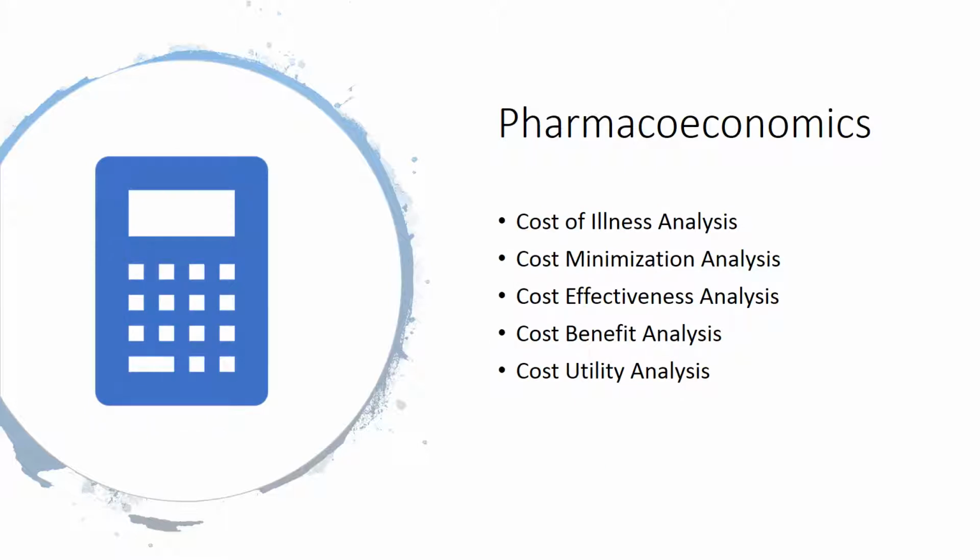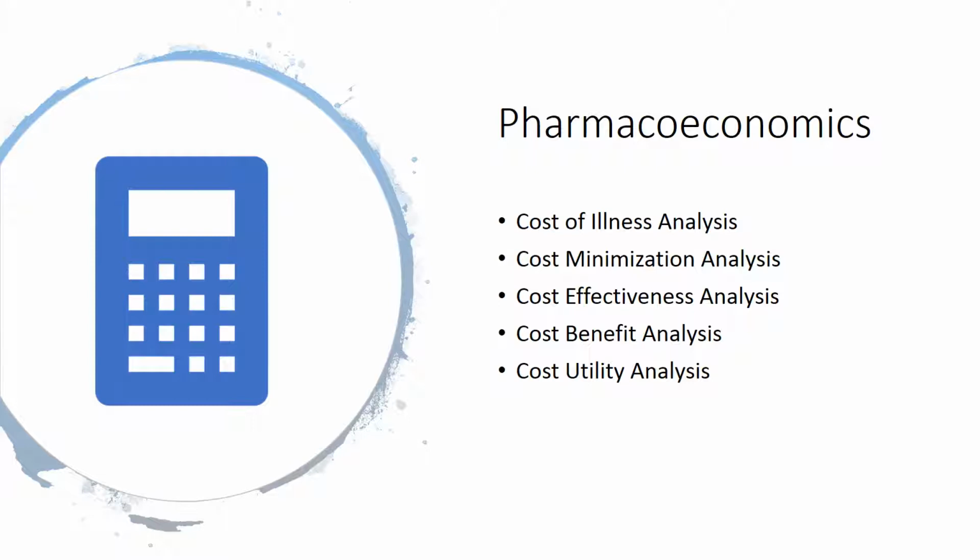With pharmacoeconomics, there are 5 different types of studies and analyses that we can do. The first is a cost of illness analysis. This is a very general analysis looking at the total cost of any disease within a population. For example, if we wanted to look at heart failure patients, maybe we would tie up all the intangible costs, the indirect costs, and the direct costs of all of our heart failure patients in the United States, and that would be the cost of illness.